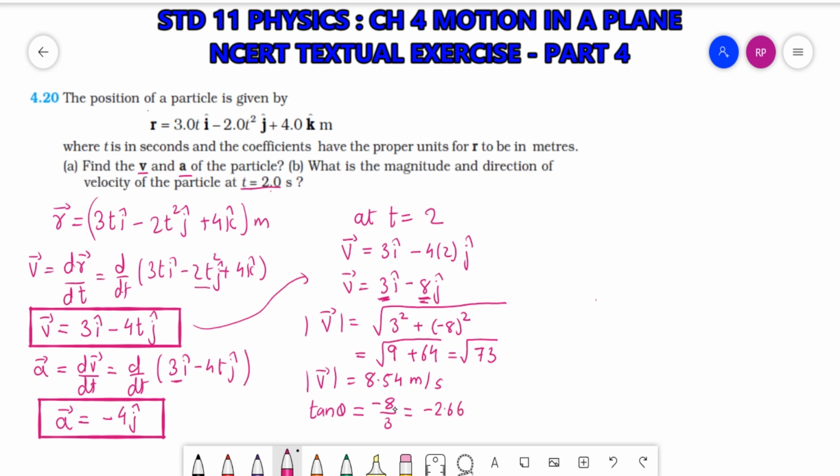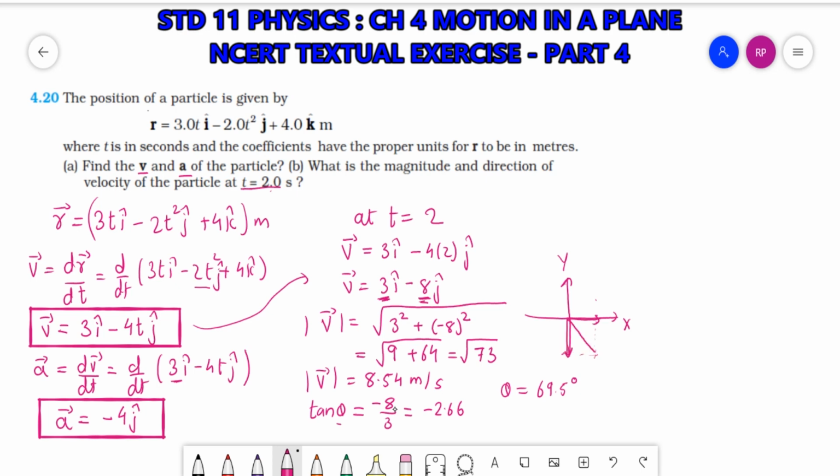Clear? Now using the trigonometric table, it is found that tan has the value of 2.66 at 69.5 degree. So theta is equal to 69.5 degree. But now if I take this way, this is the x axis and this is the y axis. The y component is negative, so it will be like this way, and the x component is positive, so it will be like this. So this will be the resultant vector.